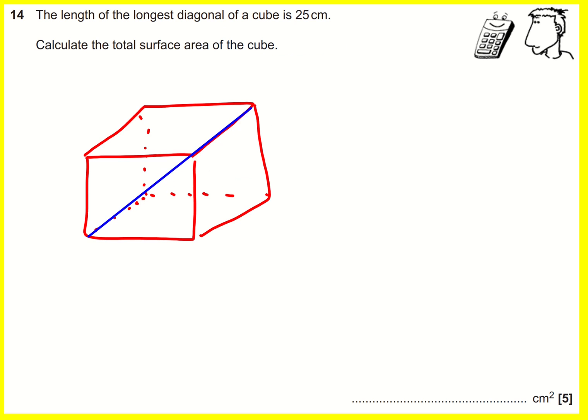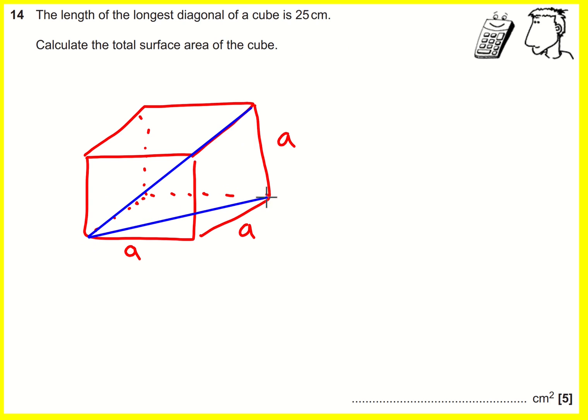To work out the total surface area, I'm going to have to work back to finding the single length, but not the length of the longest diagonal. How am I going to do this? Well, let's call the length, I don't know, A. Then the height is also A, and this dimension is also A. How does that help? Because now I need to get an equation for the longest diagonal in terms of A, and then solve it. So let's give that a go.